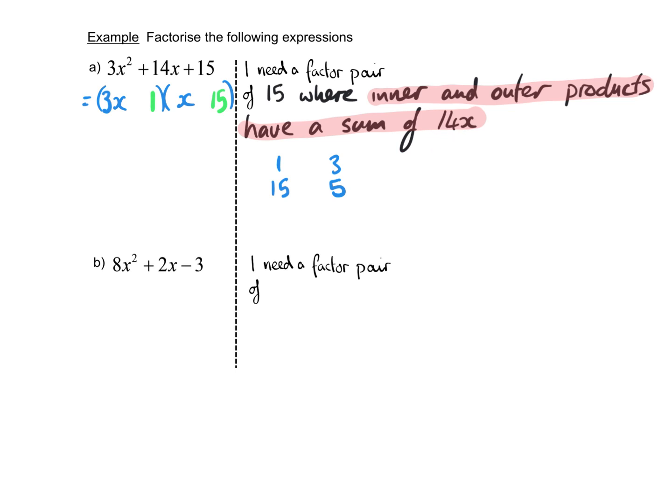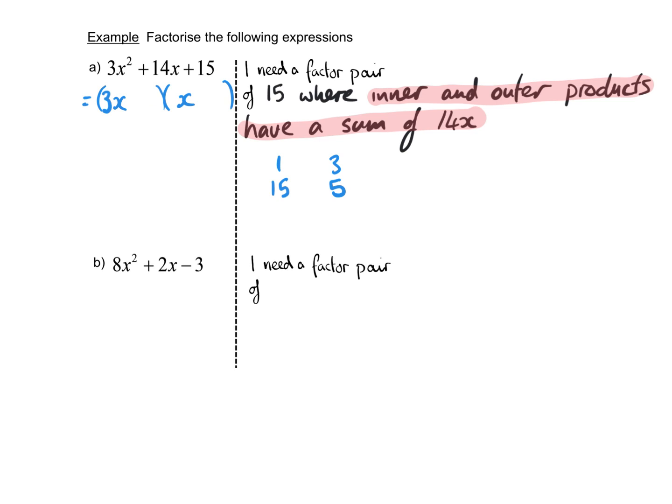And obviously the answer there is no. So what I would do is I'd rub them out and I would try them the other way. So this time I would try and put the 15 in this side and the 1 in this side. And again, I would test it against this bit here. So my inner product is 15x, my outer product is 3x, so do 15x and 3x have a sum of 14x? And again, the answer there is no.